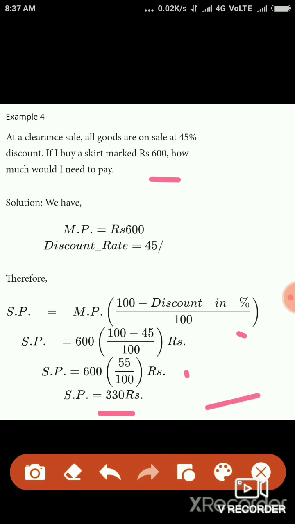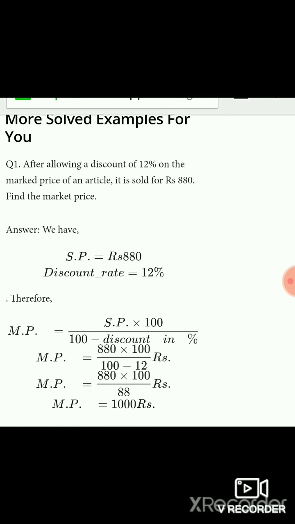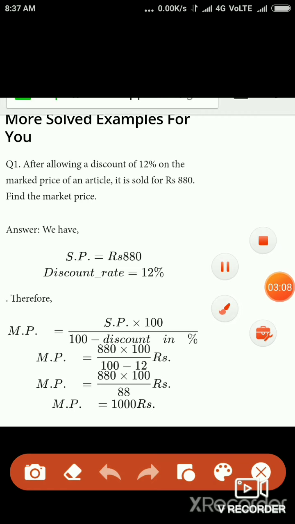Okay, one more example for you. After allowing a discount of 12% on the mark price of an article, it is sold for rupees 880. What will be the mark price? How will we calculate mark price? By applying the formula of mark price. What is the formula of mark price? That is equal to SP into 100 divided by 100 minus discount.